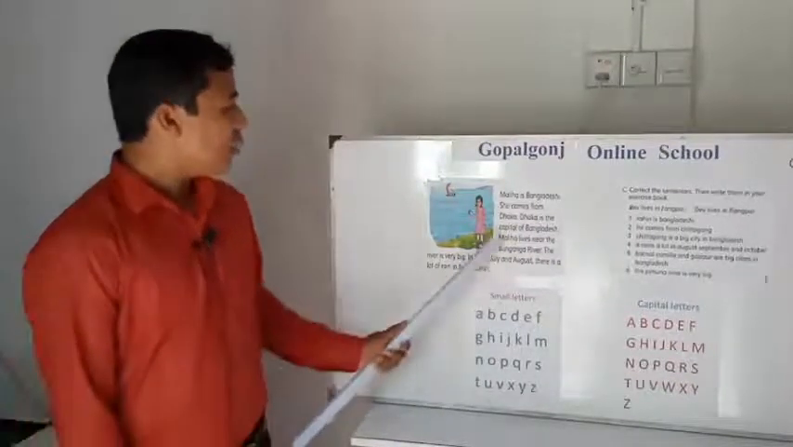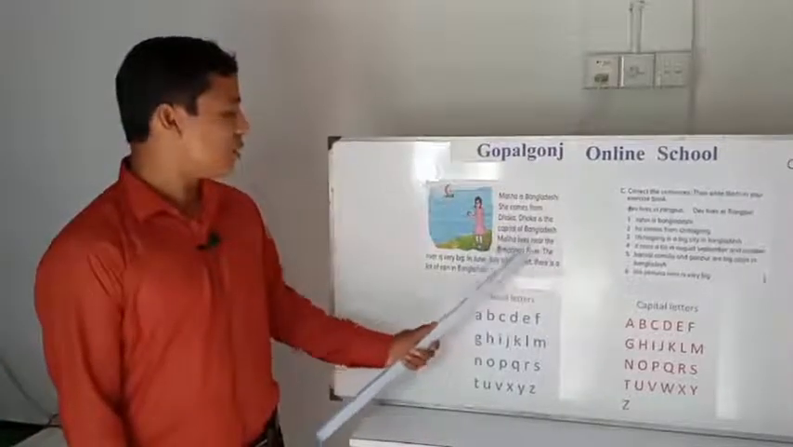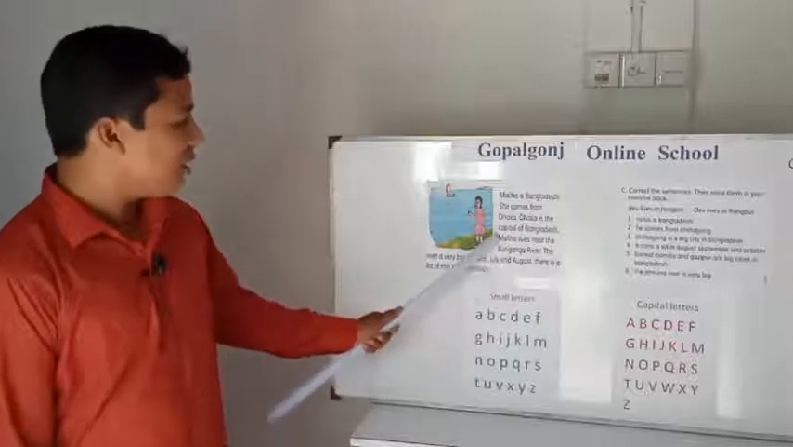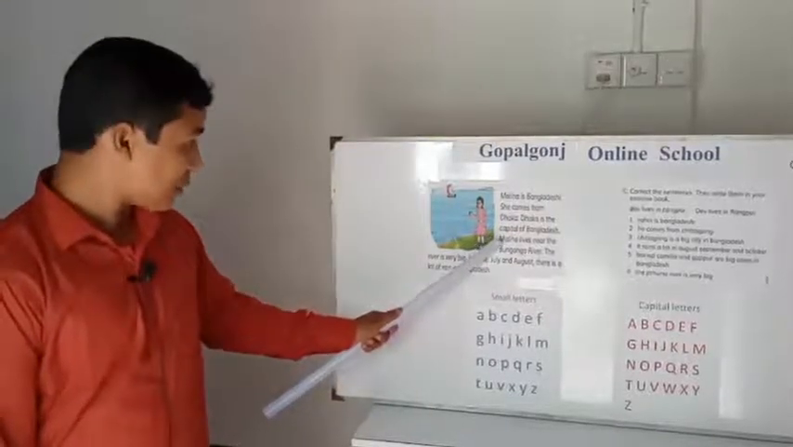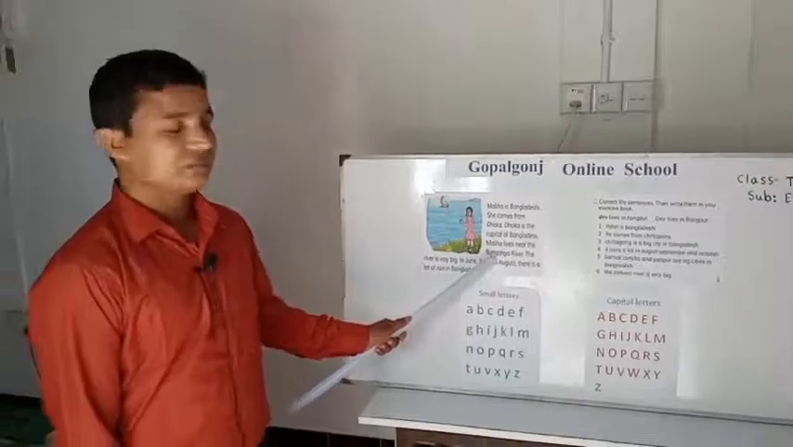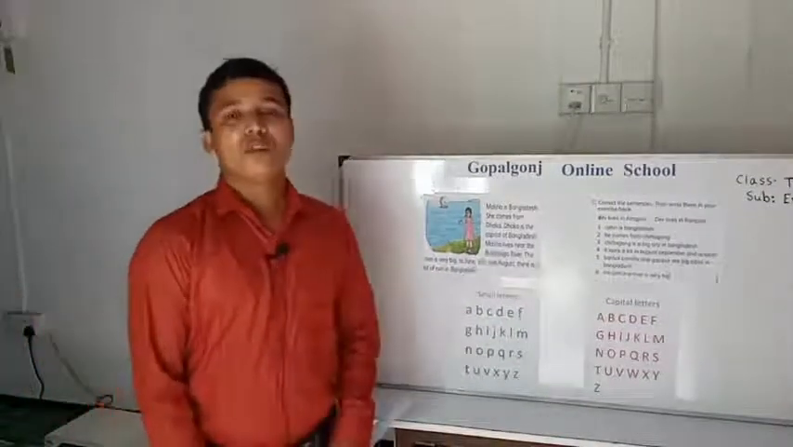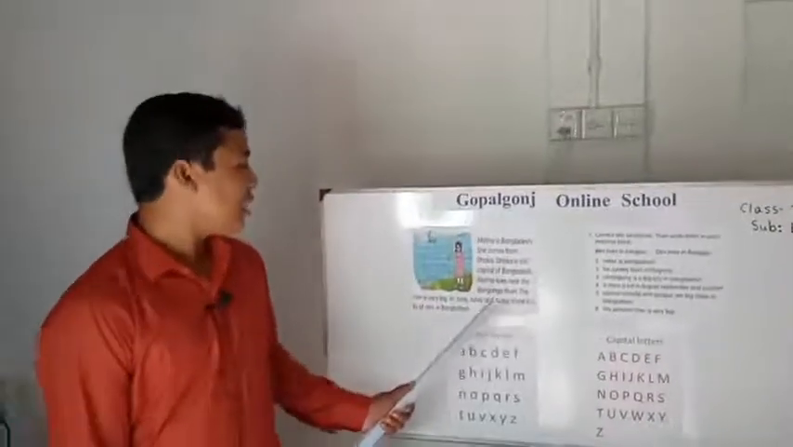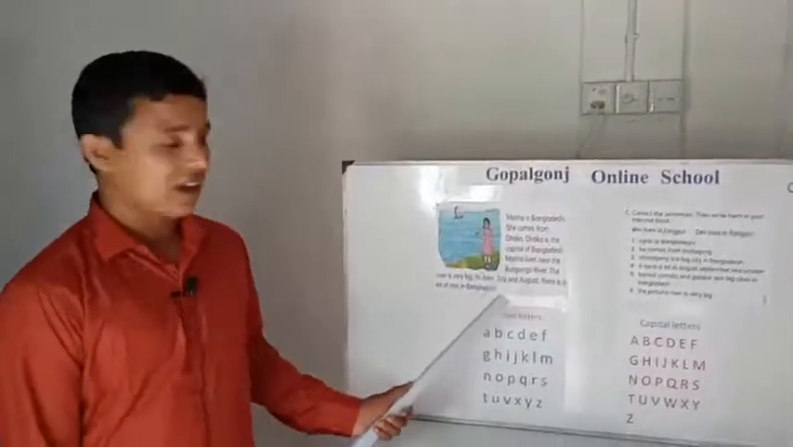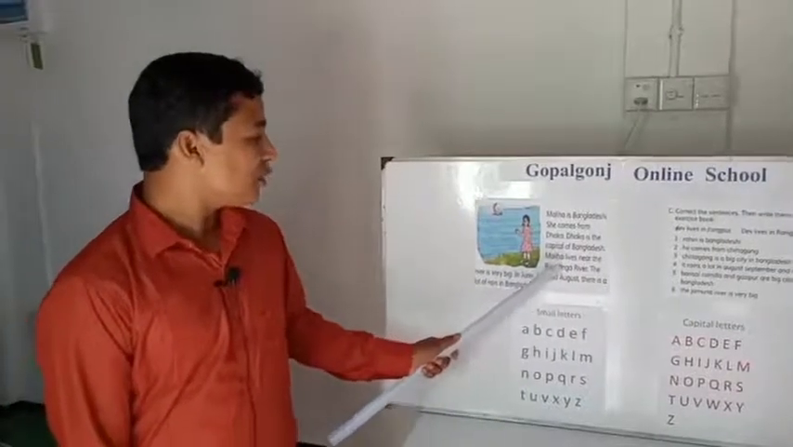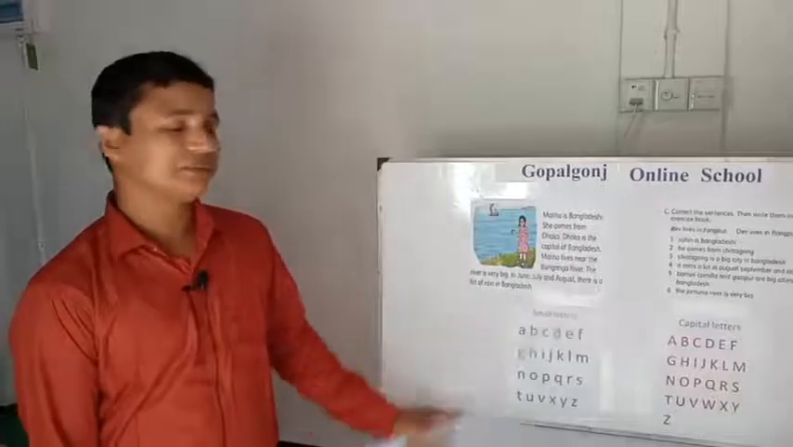Then, Maliha lives near the Buriganga river. Maliha's M is used as capital letter, and here is a new word, Buriganga river. You know, Buriganga is the name of a river, and it is situated near Dhaka city. So, Buriganga river. Here are two words, Buriganga and river.